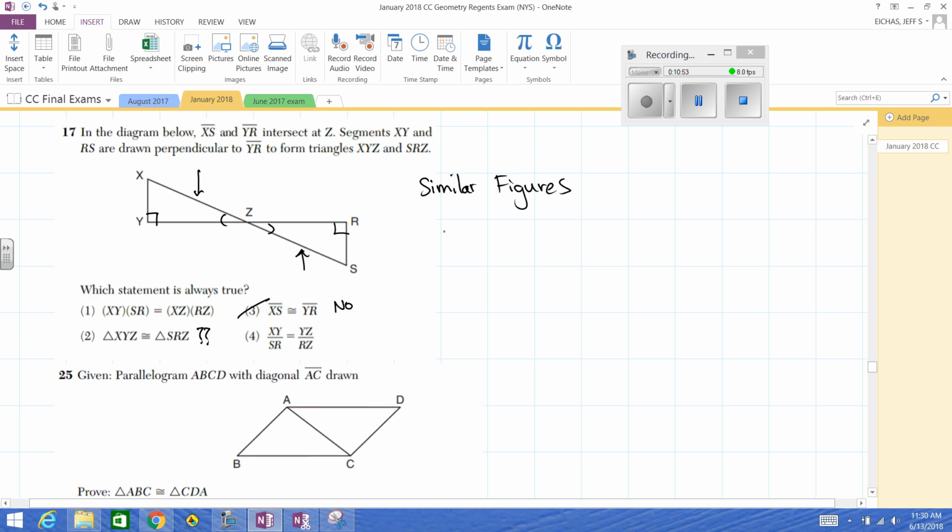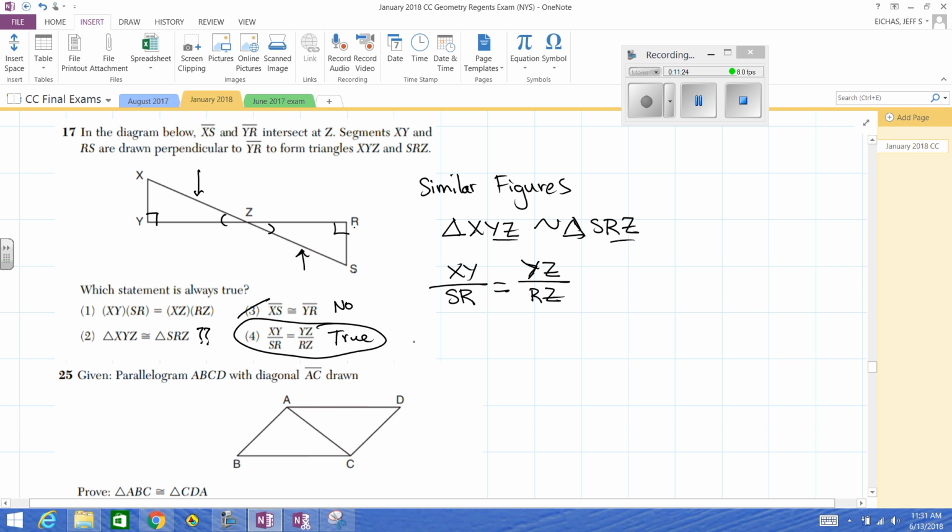Okay, so we've got to write a similarity statement and then see which ones of these is good. So it's really XYZ is similar to SRZ. This is the best way to go about doing this. Now we can easily test this. Is XY proportional to SR? That checks. Is YZ proportional to RZ? That checks. That is true. This is going to work. Let's eliminate this one though.